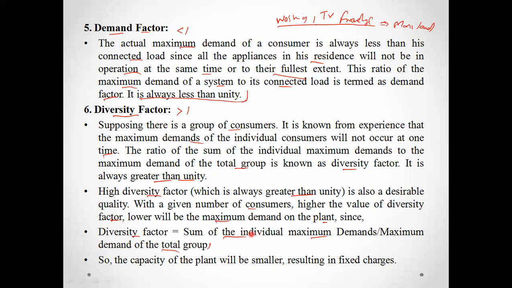That is for the sum of the individual maximum demands. Suppose my demand is 1 kilowatt, another person's demand is 2 kilowatt, and some other person's demand is 3 kilowatt, divided by the maximum demand of the total group. Now this is the total group; what is the total group's maximum demand? If we take the total group, it is 5 kilowatt. So in this way we can calculate the diversity factor. So we can say that the capacity of the plant will be smaller, resulting in lower fixed charges.